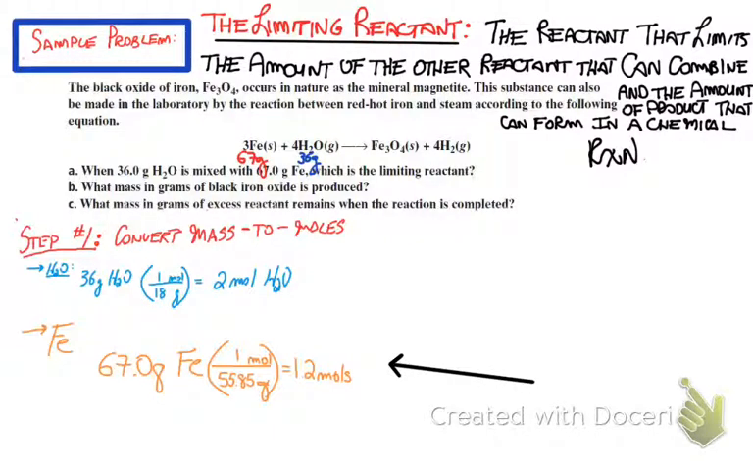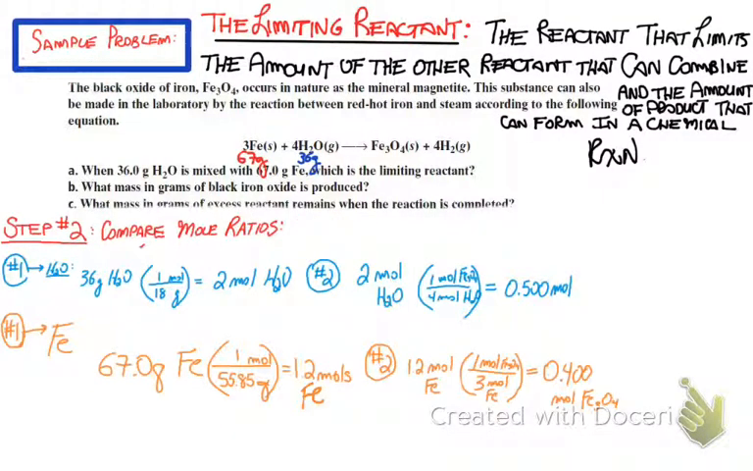Secondly, we're going to do the same thing for 67 grams of iron. Again, looking at the periodic table, we know 1 mole of iron has a mass of 55.85 grams. And 67 grams divided by 55.85 gives us 1.2 moles. So obviously, in terms of masses given, there's more water than there is iron. But that doesn't matter, because we have to use the molar ratio. We have to use the recipe to figure out in step 2 which one actually produces less product. That's exactly what we do in step 2.